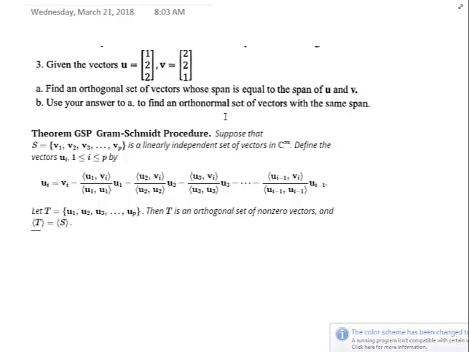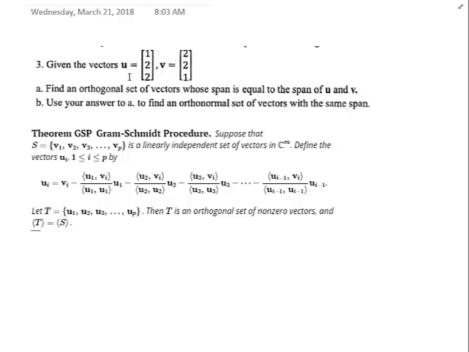Okay, here is problem 3 on the midterm. Given two vectors, find an orthogonal set of vectors whose span is equal to the span of u and v. Let's start with that. We're going to be using the Gram-Schmidt procedure. Unfortunately, we're only trying to find two orthogonal vectors, so we don't need all of this. We actually only need the first term here.